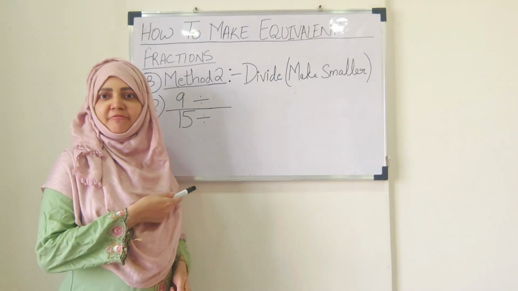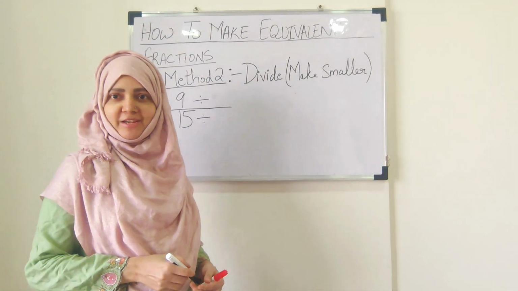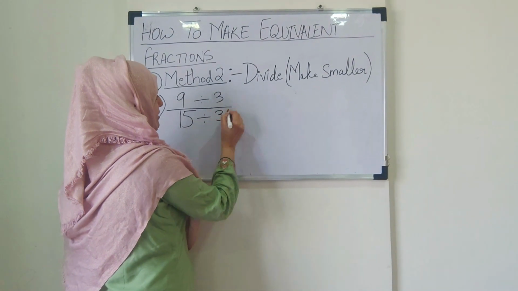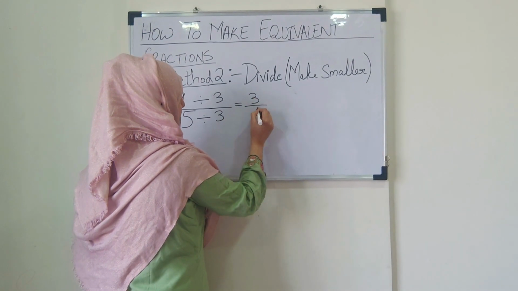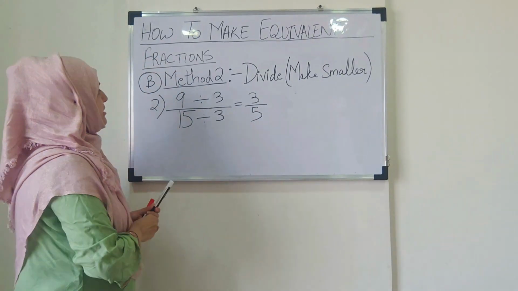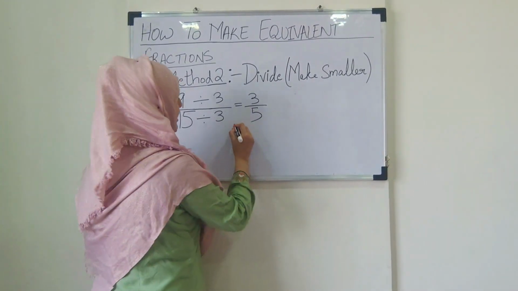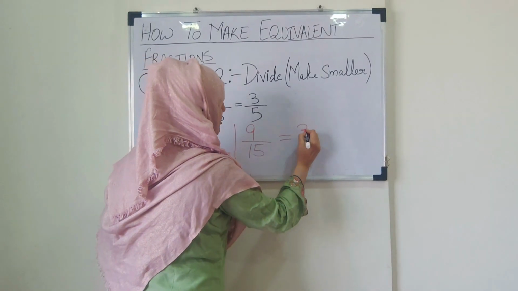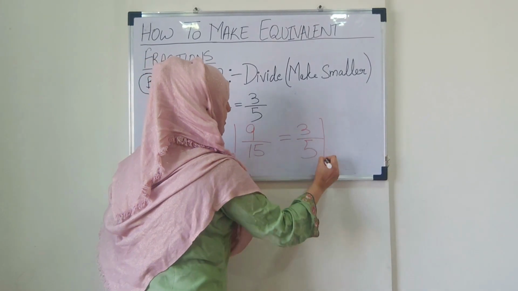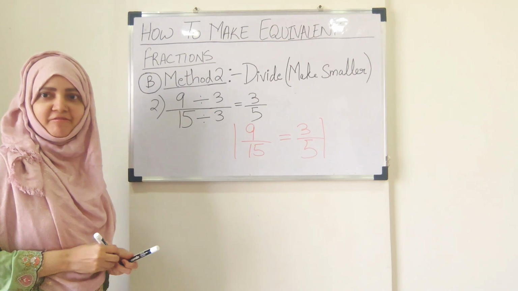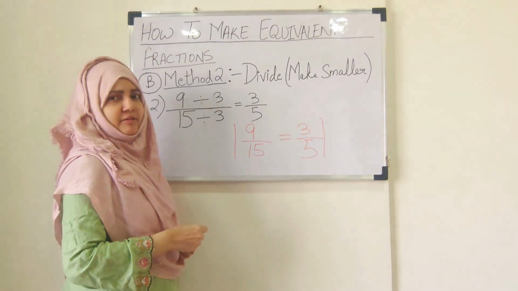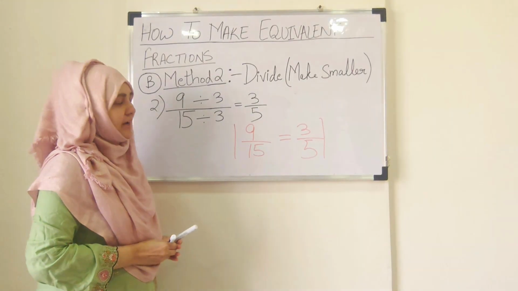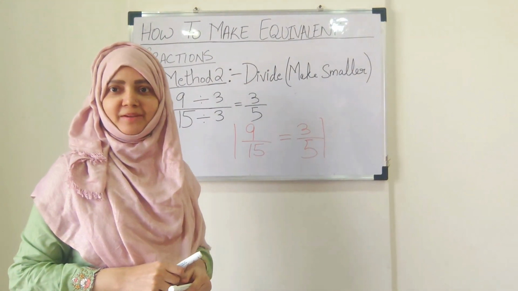Now we have 9 by 15. So we are going to follow the same step. So let's see. So we'll divide 9 and 15 both by 3. So we'll get 3 by 5. So we can say that fractions 9 by 15 equals to fraction 3 by 5. So here both the fractions have the same value. So now why we are not dividing 3 by 5 further? Because both 3 and 5 are not divisible by any common number.